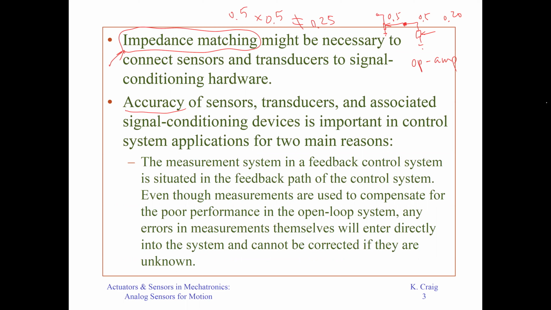Another thing is regarding accuracy. If you buy a sensor, you need to ask, what's my accuracy? And there are other specifications like resolution, sensitivity, and so on. It's in the feedback path of the control system, so the measurement subsystem. It's like what we said: if your sensor is garbage, then your control system output performance is also garbage. We have something here, GIGO, do you know this? Garbage in, garbage out.